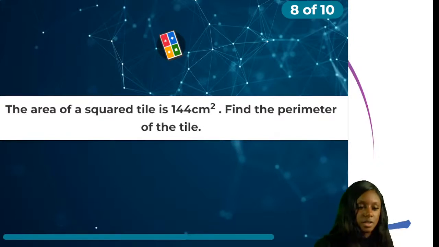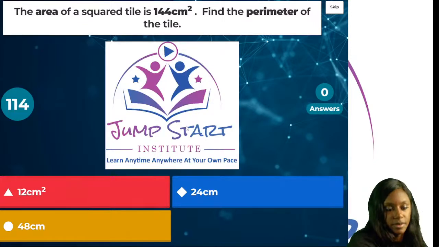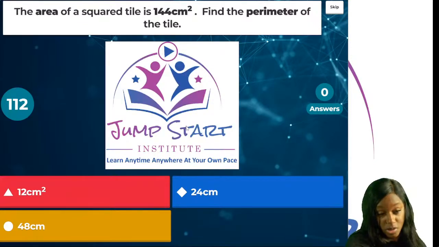So the next question says that the area of a squared tile. So take note, the tile, it's a square. And it says to find the perimeter.